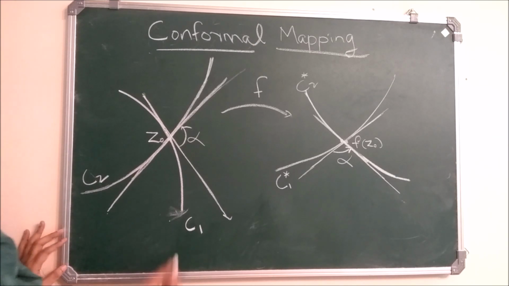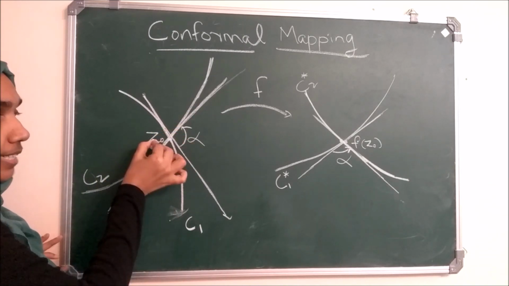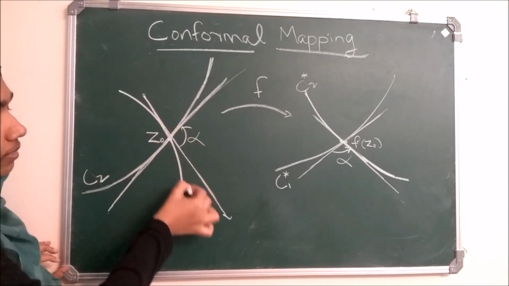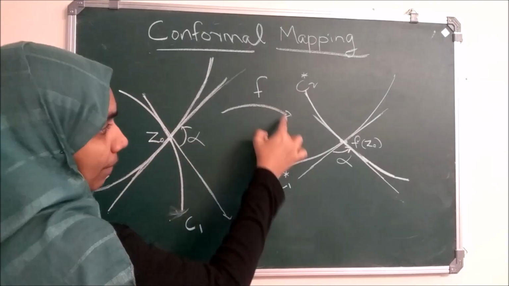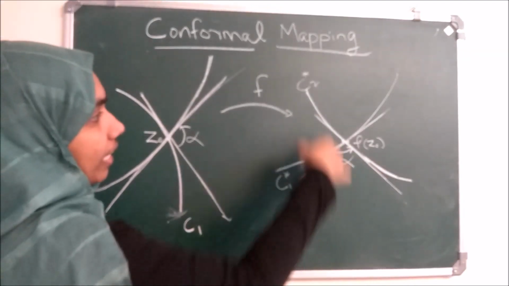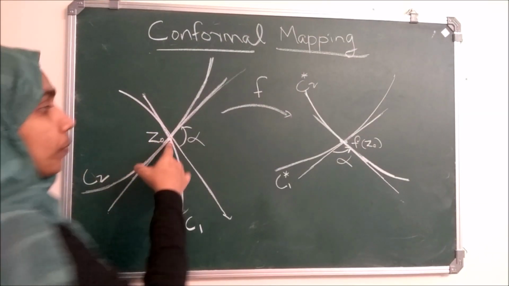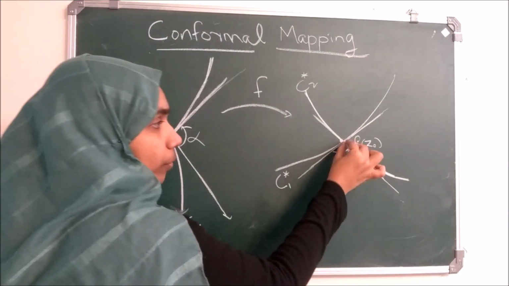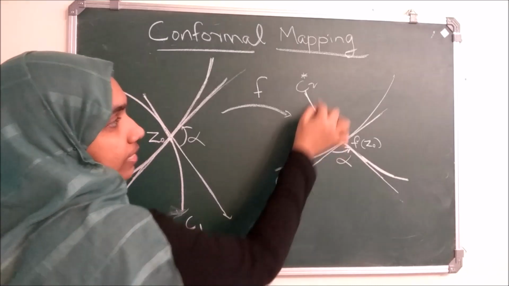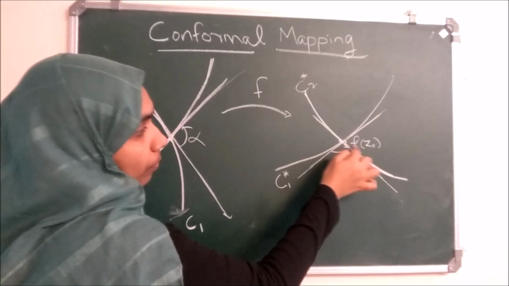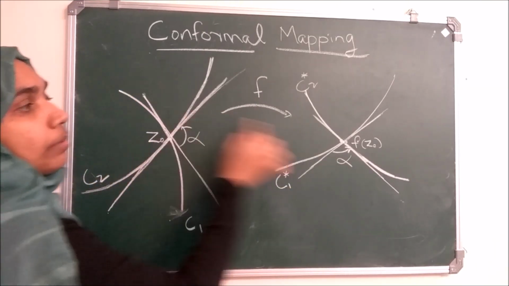That is, if you have two curves C1 and C2 intersecting at Z0, and the angle between C1 and C2 at Z0 is alpha, and under the mapping f, suppose C1 star and C2 star are the images of these curves C1 and C2, and corresponding to Z0 we will have a point f of Z0 here. Then the angle between C1 star and C2 star at the point f of Z0 is also equal to alpha and in the same direction.